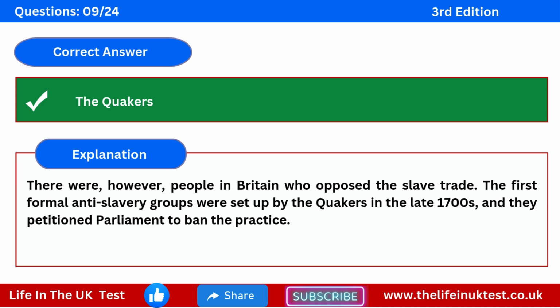The correct answer is the Quakers. Explanation: There were, however, people in Britain who opposed the slave trade. The first formal anti-slavery groups were set up by the Quakers in the late 1700s, and they petitioned Parliament to ban the practice.